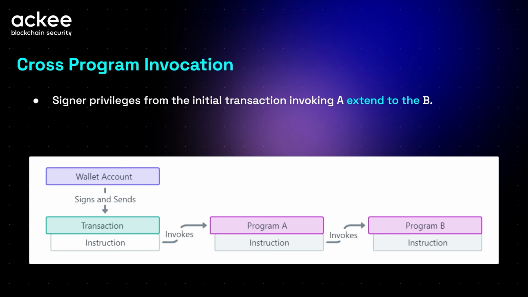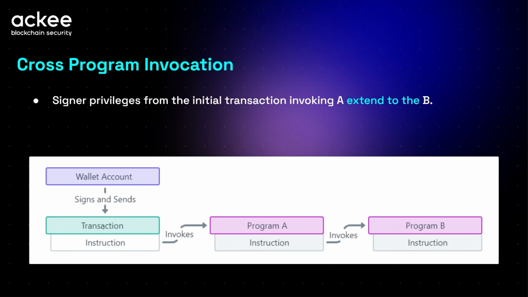You may, for example, ask what about the signer privileges. Signer privileges from the initial transaction invoking A extend to B. That means if you signed the transaction with your private key, then this transaction is sent to the network and the instructions within actually invoke your program A, and then within your program A you invoke the program B.